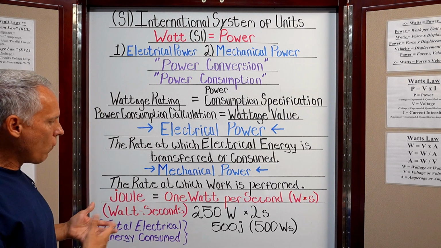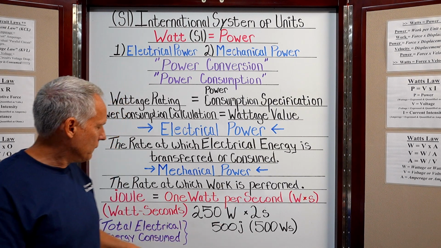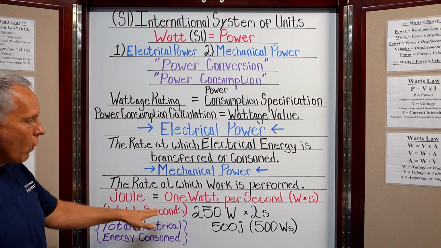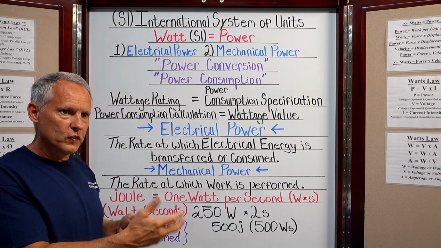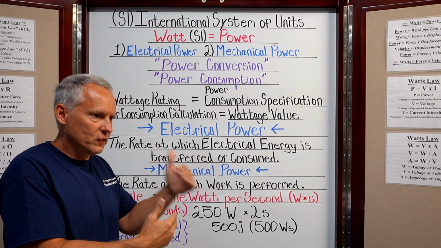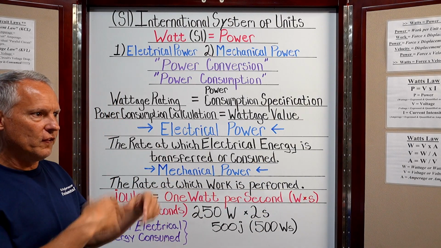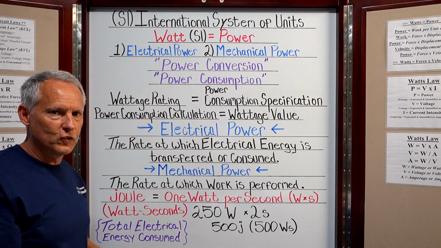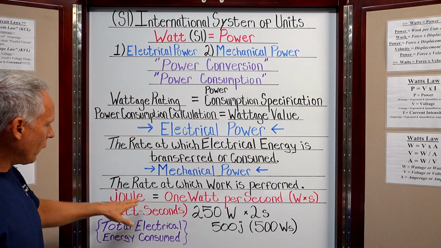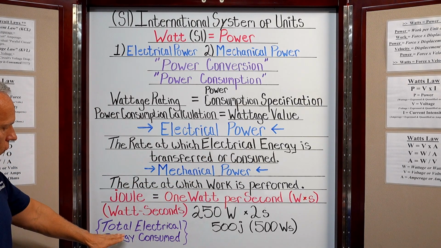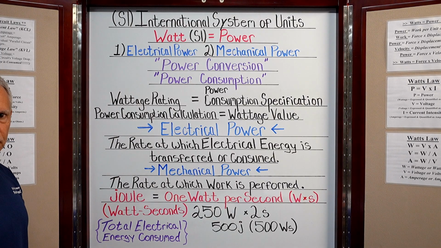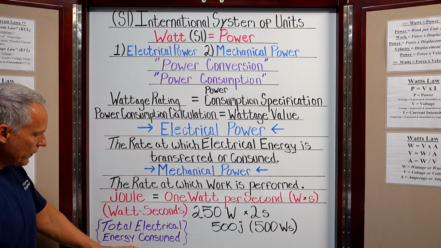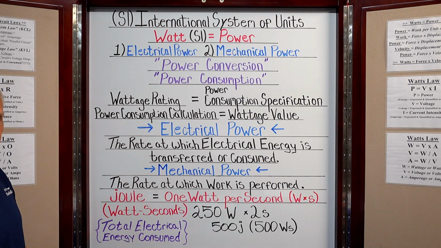So by knowing the wattage and by knowing the time, we can come up with a unit of measure known as the joule, or the watt seconds, or how many watts per second, right? So if you have 250 in 4 seconds or 250 in 8 seconds, 8 seconds is twice as much as 4, twice as many watt seconds, or twice as many joules, which is total electrical energy consumed. Okay, so your joule is your total electrical energy consumed, in total, right?